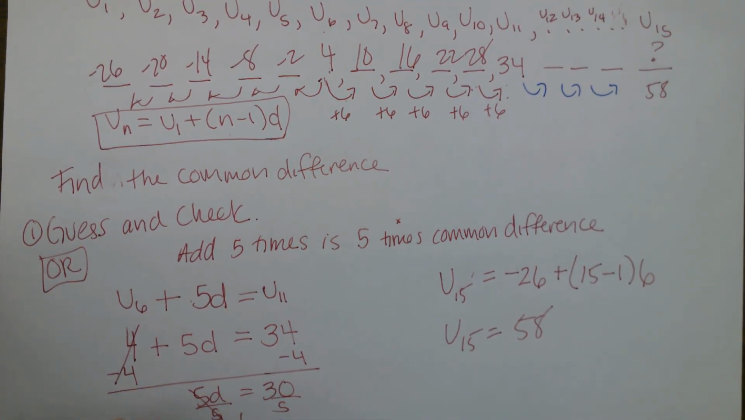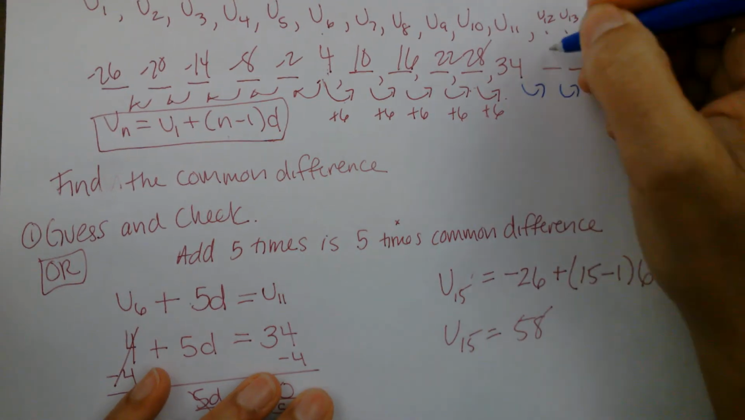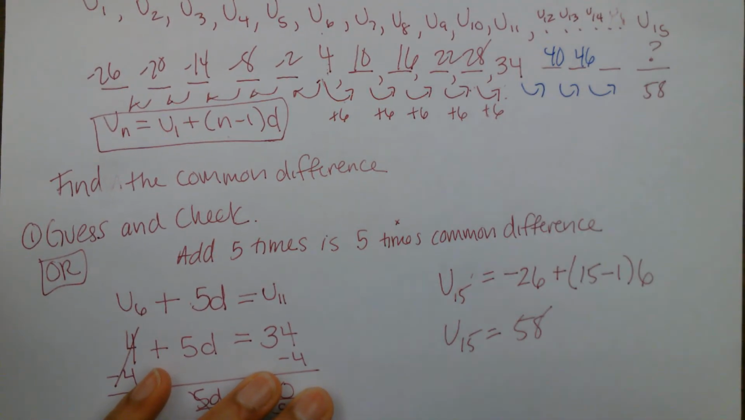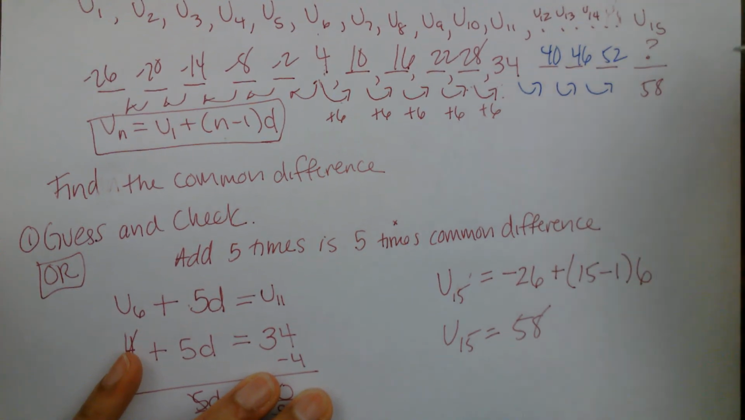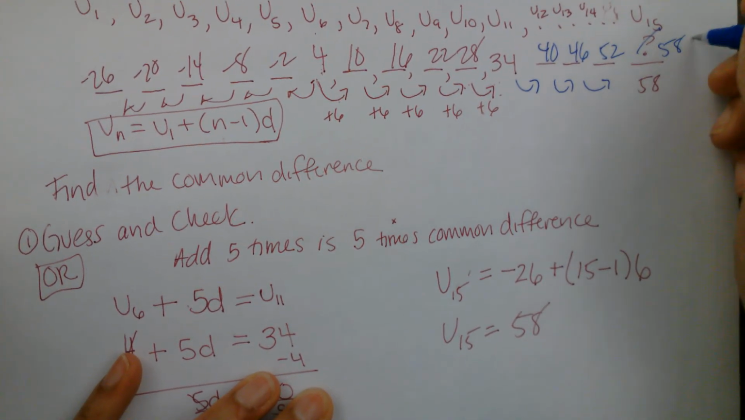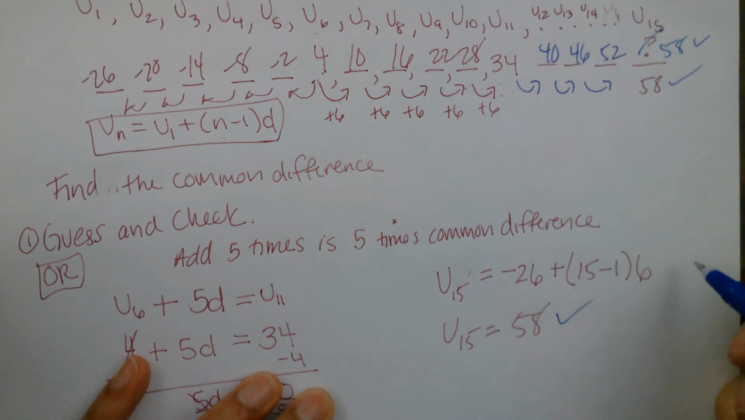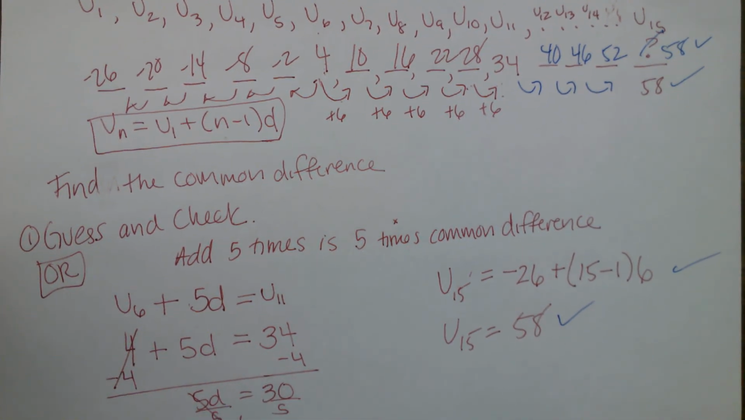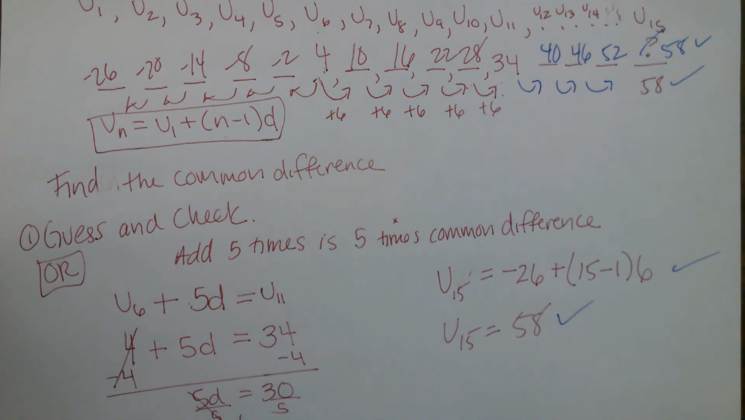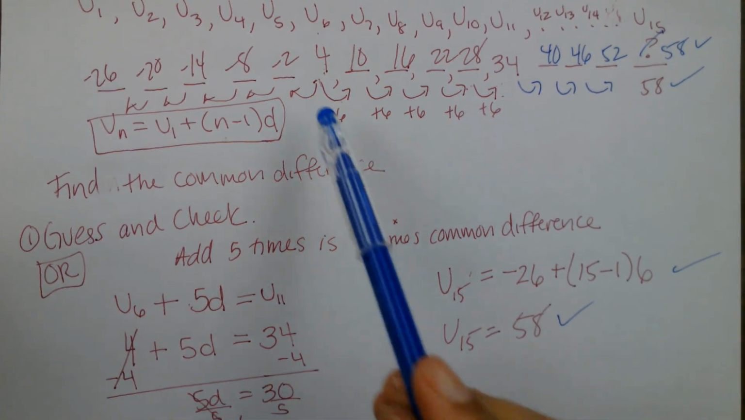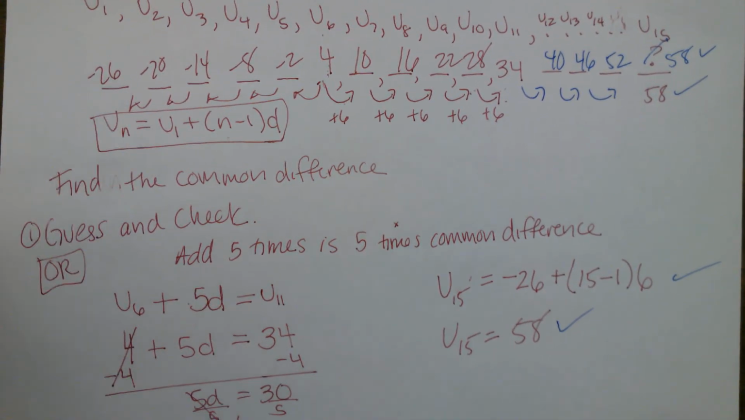So 34 plus 6, 40. 46. 46 plus 6, 52. 52 plus 6, 58. Does it check out? Either way we do it, yes. Would it be easier to just add 6? Absolutely. But you know what? Now you know how to get to that first term.